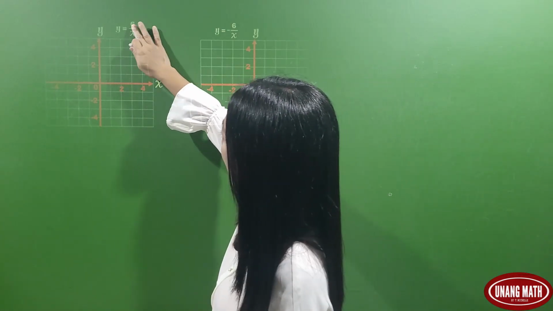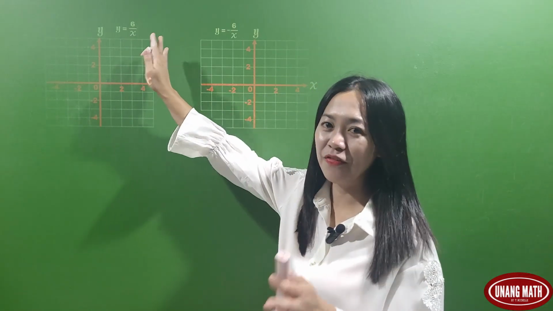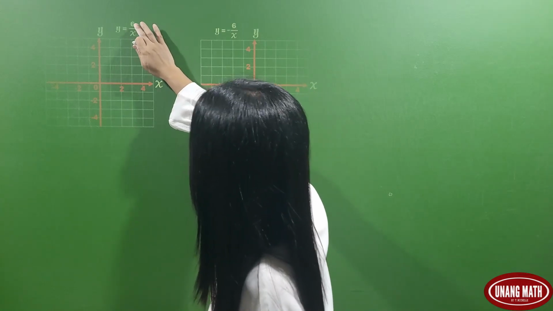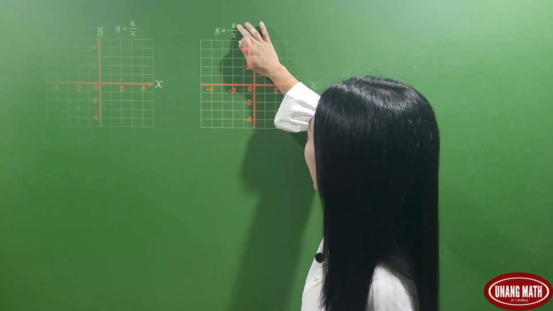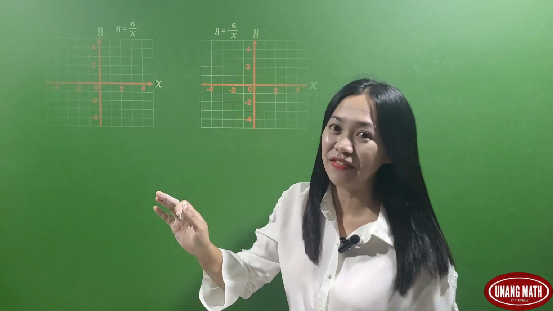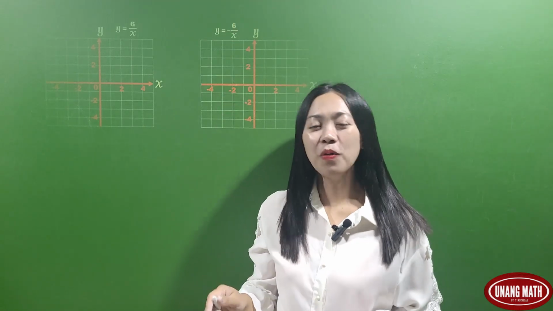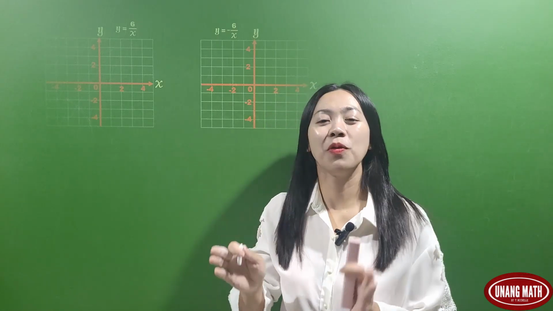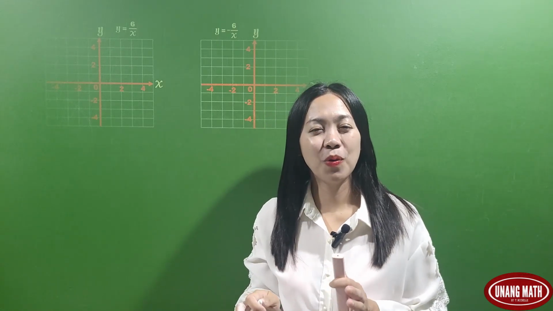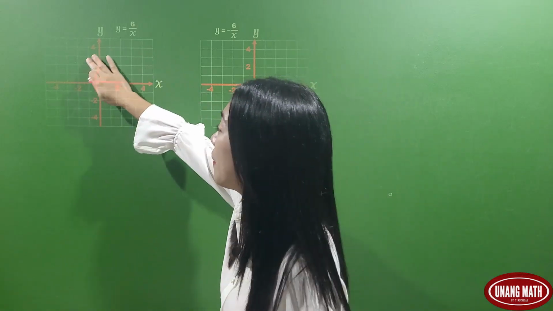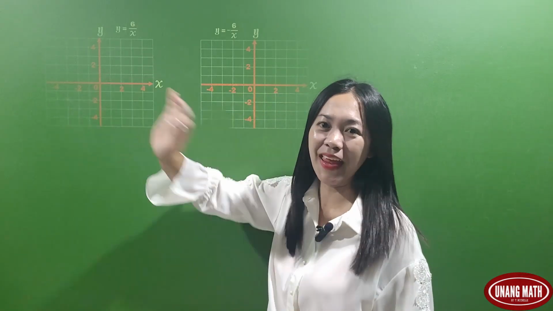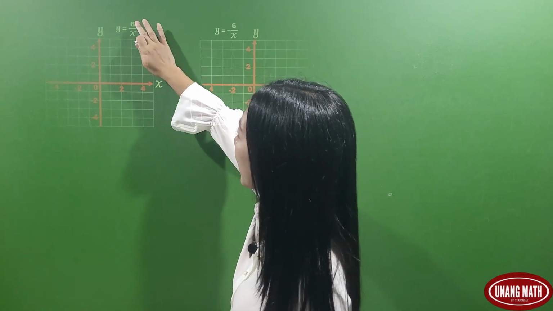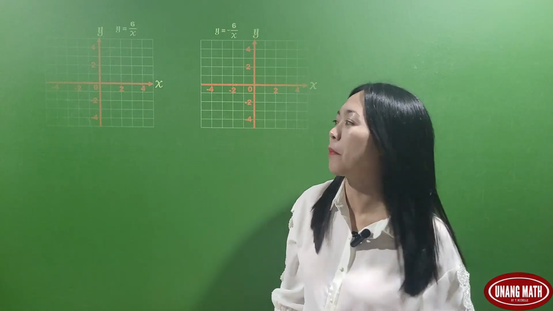We will find out how the graph looks if the value of a is a positive number and if the value of a is a negative number. We all know that in drawing a graph, we have to know the x and y coordinates so we can plot the points in the coordinate plane. Let's start with this equation, y is equal to 6 over x, where a is a positive number.